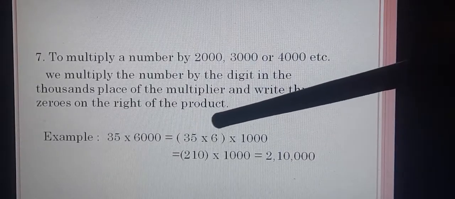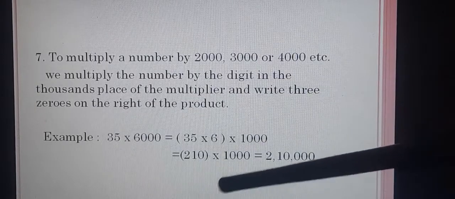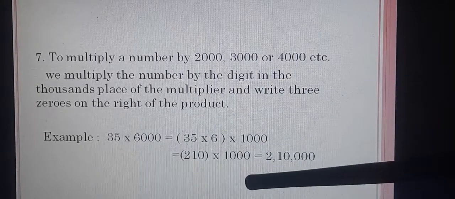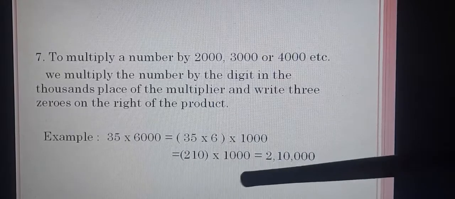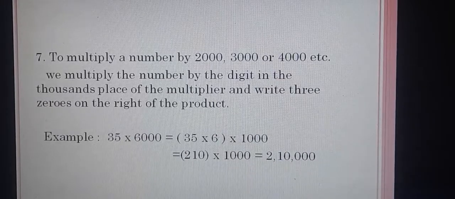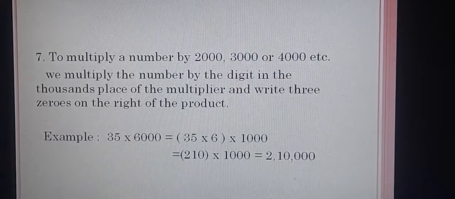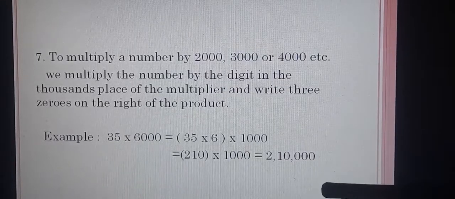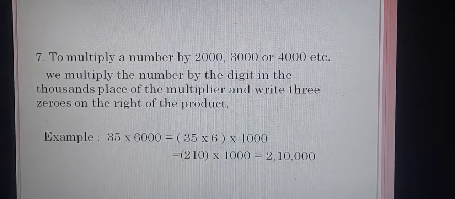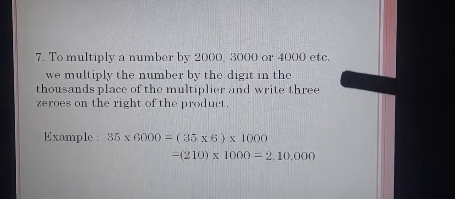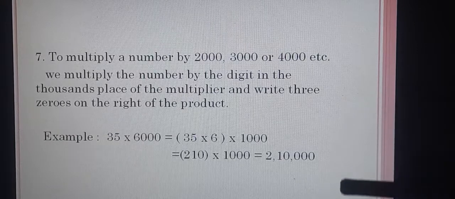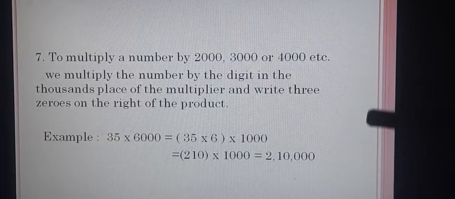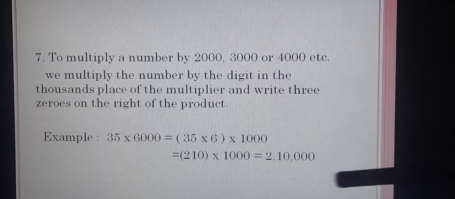Now 35 sixes are 210. 210 multiply 1000. So 210 ones are 210 and put 3 zeros to the right side of the product. So our answer will become 2,10,000. So there is no need to do long multiplication, 35 multiply 6000. It is not needed. Orally you can solve like this.